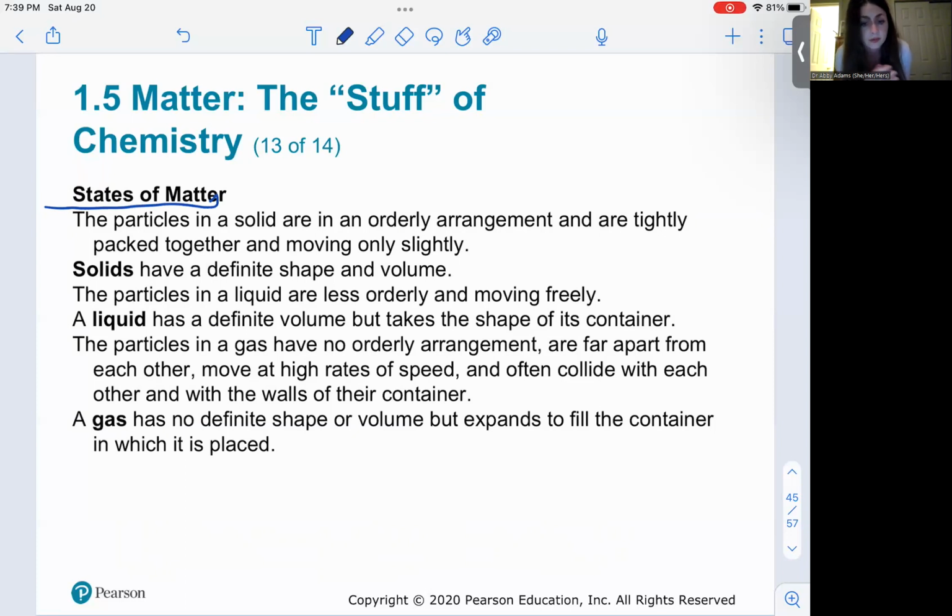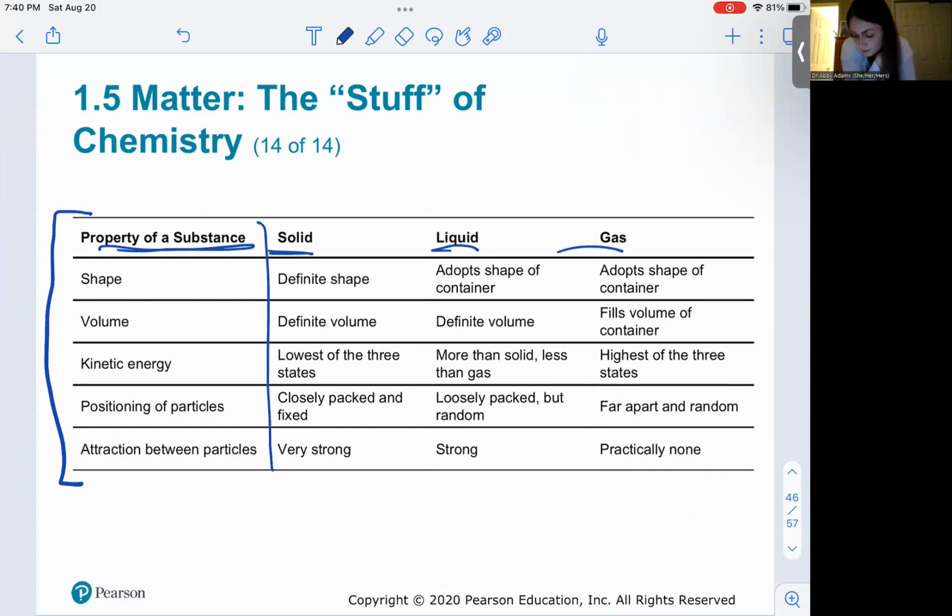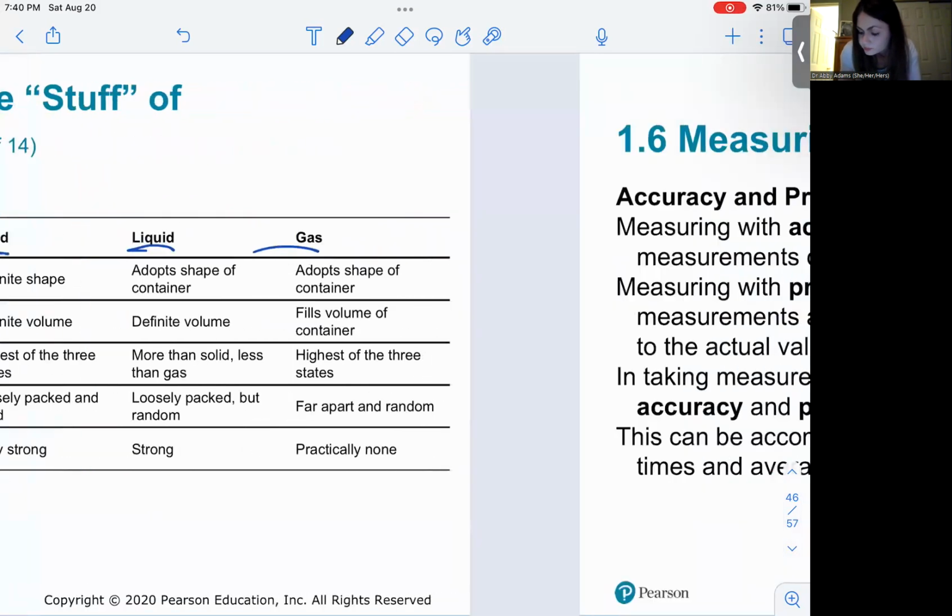In a gas, the particles are moving all over the place. They're not in order. It's disorder. They bump into each other, so there's no definite shape or volume, and it expands to fill the container in which it's placed. It just keeps moving. All right, so here is your summary in this nice little table, with the property of a substance, whether it's a solid, liquid, or gas, and its shape, volume, kinetic energy, positioning of the particles, and attraction between the particles. You should probably review that and know that for your test.